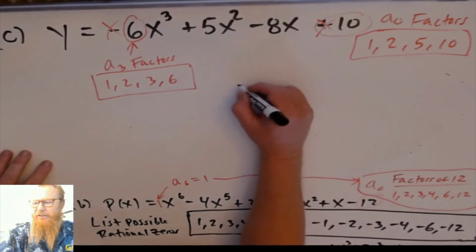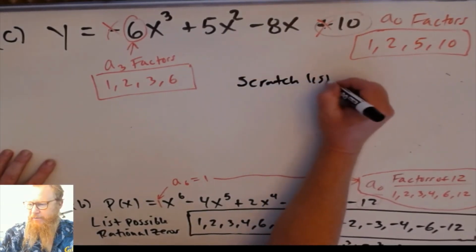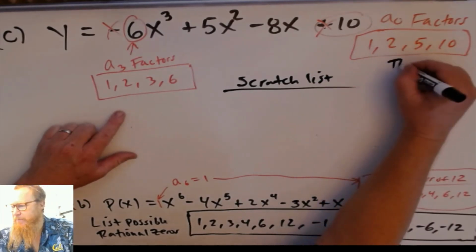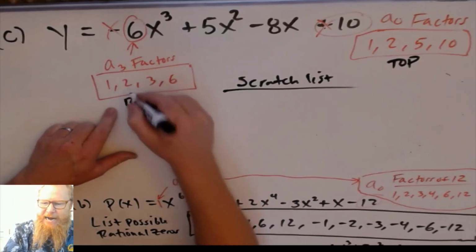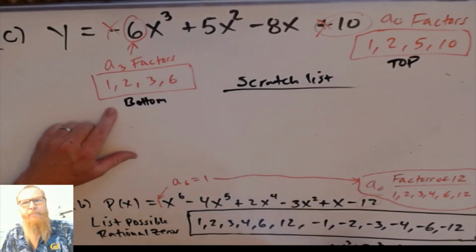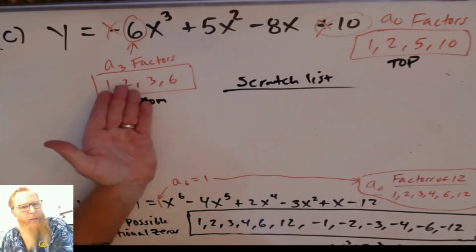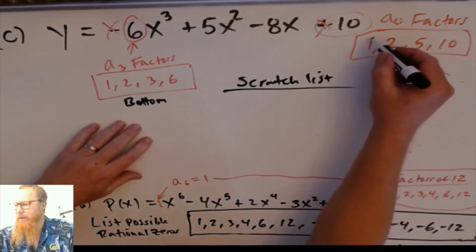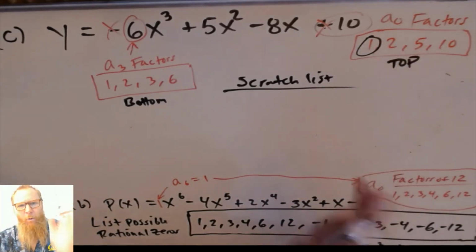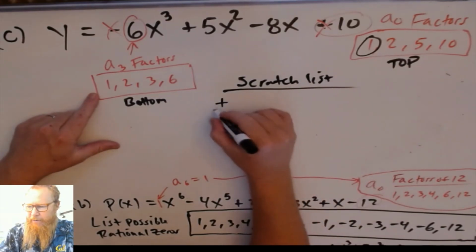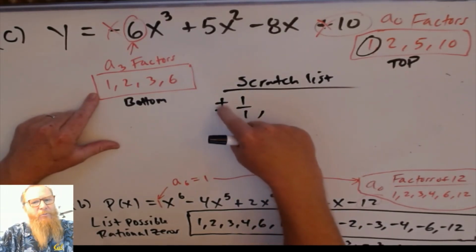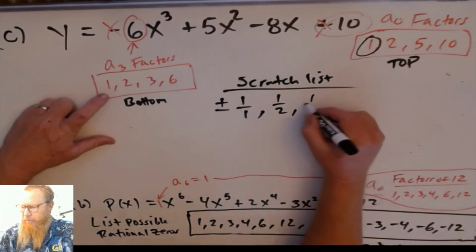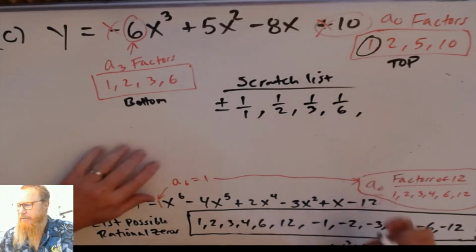All right, let's do a scratch list first. So you always want to put the a0s on top and the a3s or ans on the bottom. n is 3, so these are your a3s, or an, whatever you want to call it. Make sure you know who's on top, who's on bottom. So have a plan. I go one number at a time. So 1 over 1. Plus or minus reminds me that I'm going to make 2 lists when I'm done. 1 over 2, 1 over 3, 1 over 6.